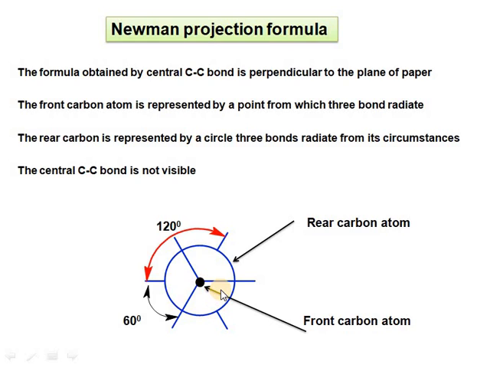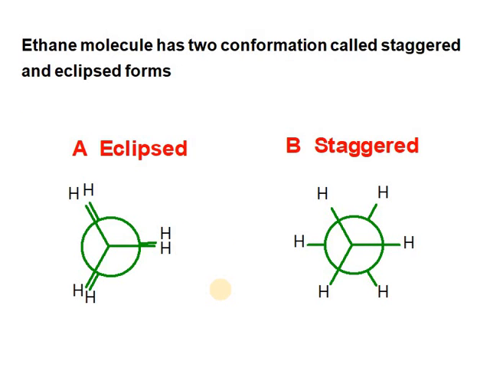But due to rotation about the CC single bond, the atoms or groups on adjacent carbons are assumed to be in different planes or different relative positions. They will result in different conformations. For example, the ethane molecule has two conformations. One conformation is called staggered, and the other conformation is the eclipse conformation. So this first conformation is the eclipse.